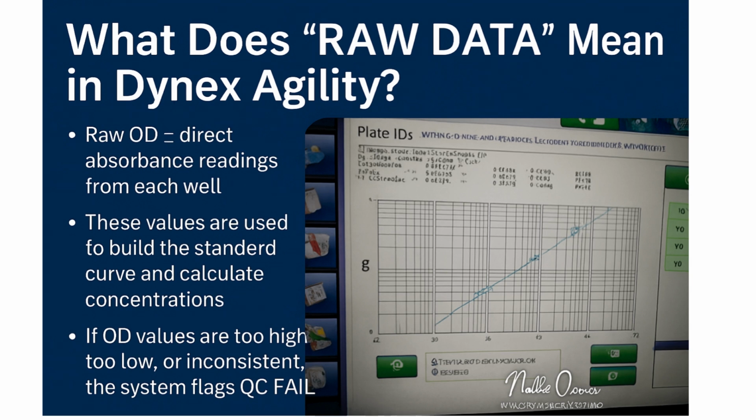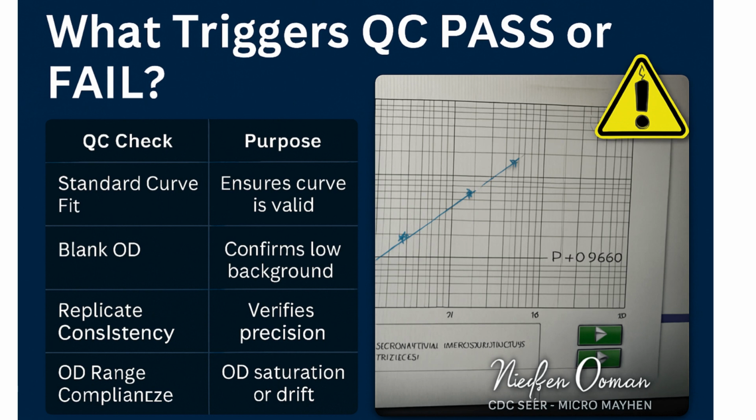In slide 2, what triggers QC pass or fail? QC checks are built into the system to ensure data integrity. These include curve fit quality, blank OD levels, replicate consistency, and OD range compliance. If any of these fail due to poor R2, high background, or pipetting errors, the system will reject the run.